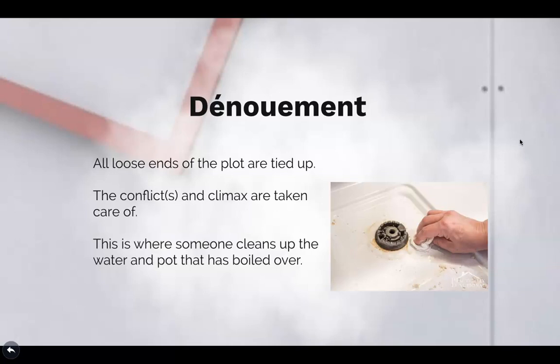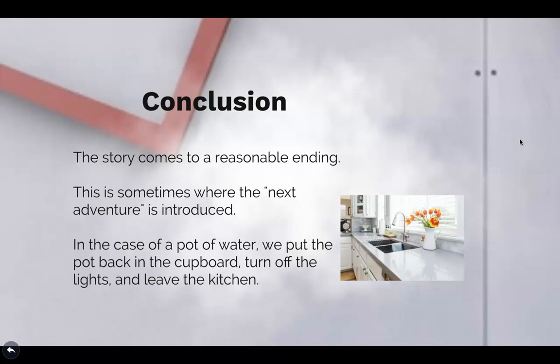And if we're talking about the pot of water metaphor, this is where somebody's coming and cleaning up the stove. They're bringing it to rest. So finally, we come to a conclusion. The story comes to a reasonable ending.